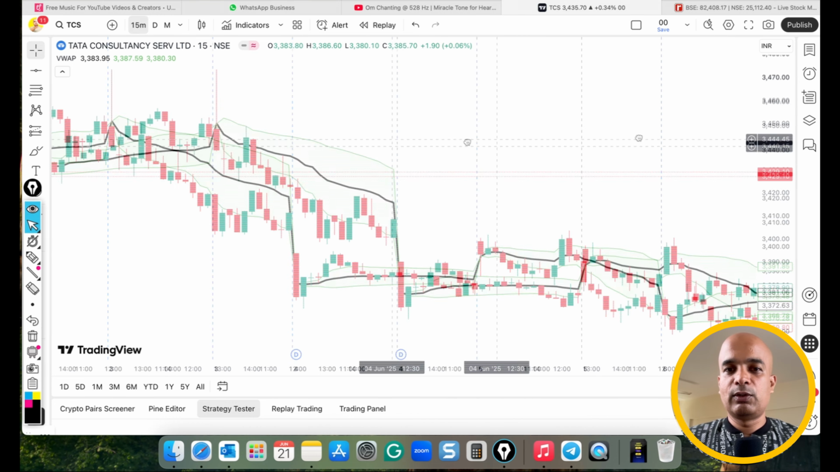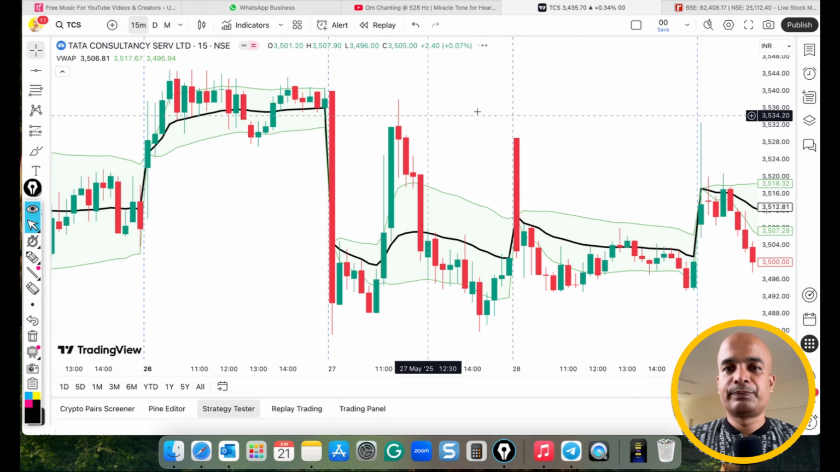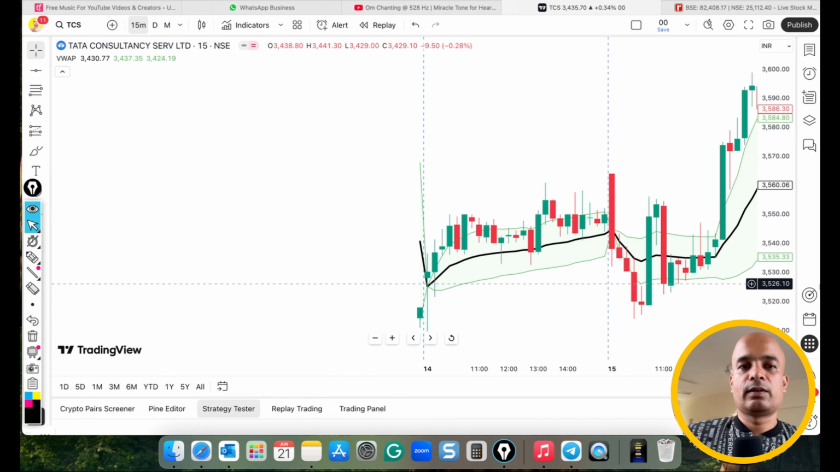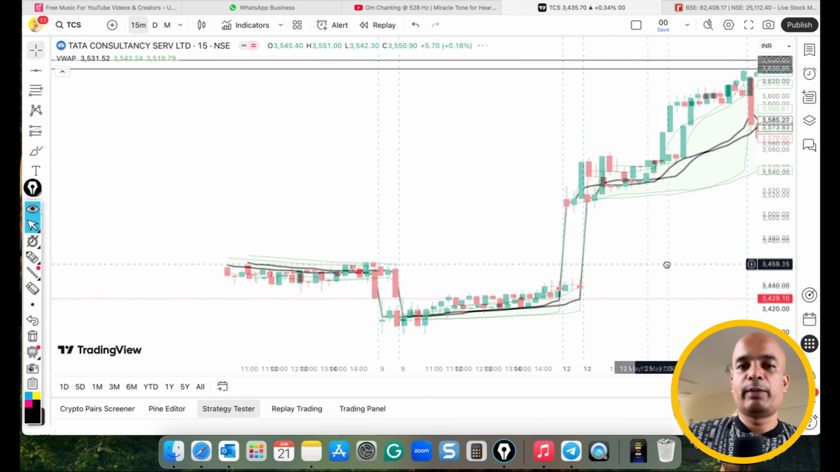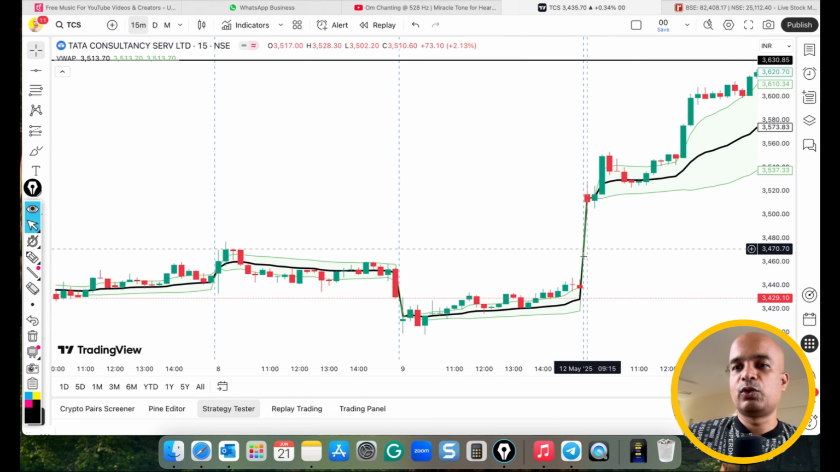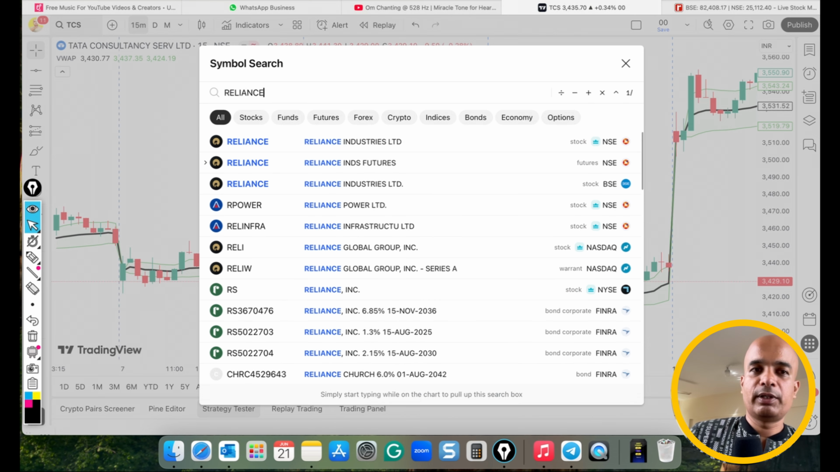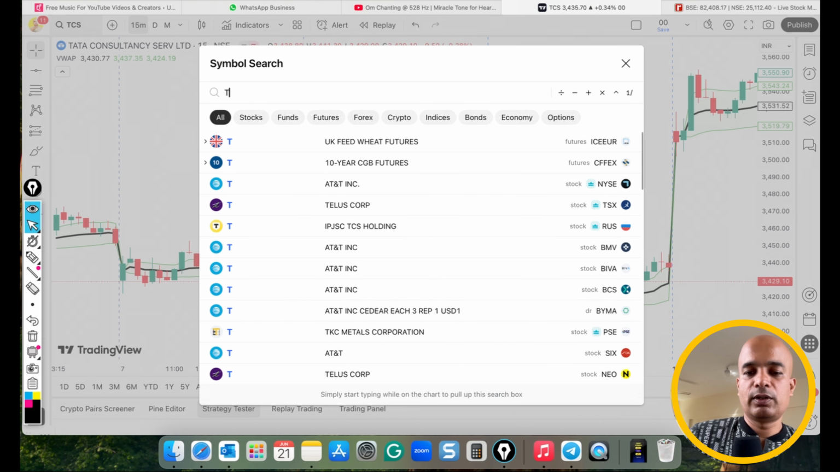So let me look for some more examples. I think in TCS I'm unable to find it. It's a huge gap. So a huge gap you can also avoid, or you can take the trade above this. But whenever there's a huge gap, there is a risk actually. I will go to, for example, Titan. Titan is also good.